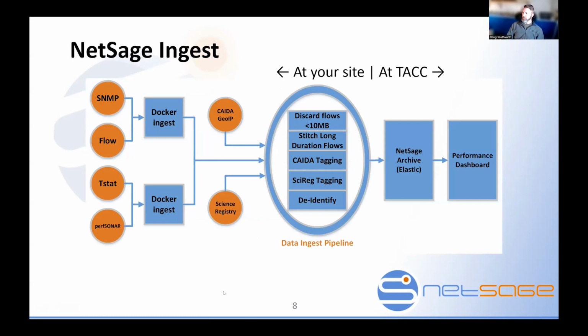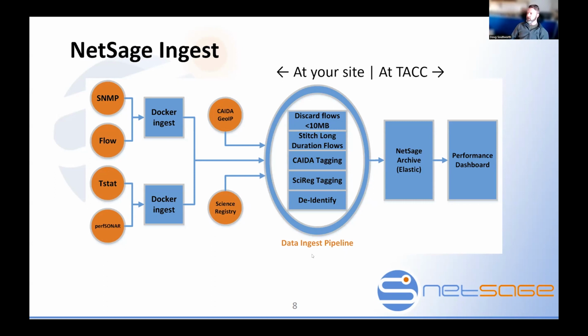So that process looks a little bit like this. There used to be a couple of methods for ingesting data to NetSage, and we've normalized this to a data ingest pipeline that runs as a series of Docker containers, and that happens all at your site. So everything to the left of the ingest pipeline there happens at your site. You're getting SNMP or flow data or tstat data or perfSONAR data, any kind of data like that that we can digest, basically gets run through this data ingest pipeline here, where we do some of the things we talked about earlier. We throw away those flows that are 10 megs or less.